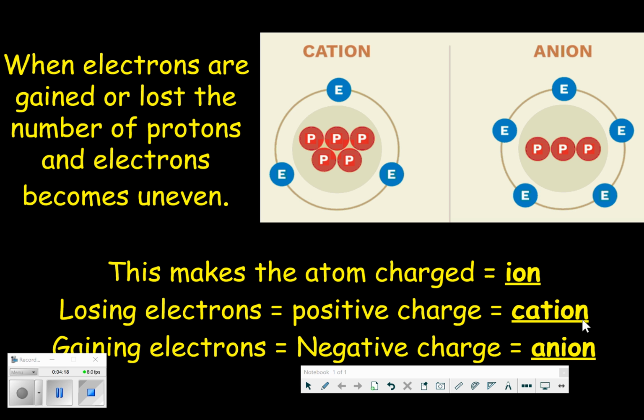Now, the way I remember this is a cation reminds me of cats. If you want an elderly person to live a long time, you want to give them a cat to love, and that will be positive for them. I remember gaining electrons and a negative charge is an anion because I think of onions. When I cut onions, it makes me cry, and that is a negative thing. So I think anion, onion, negative.